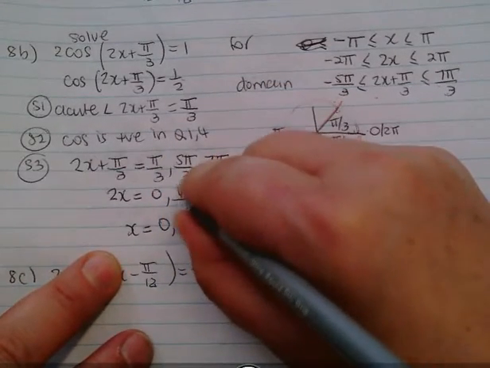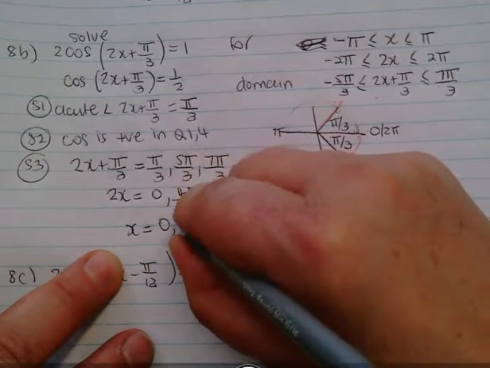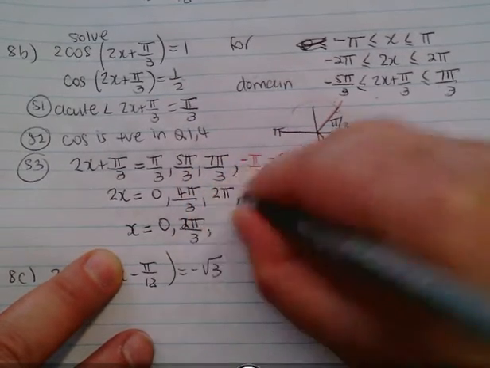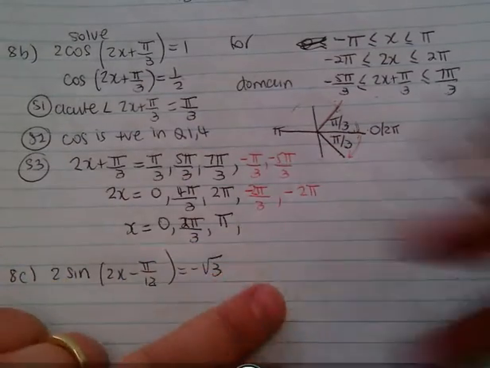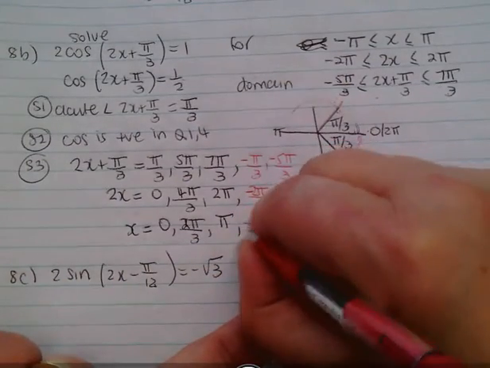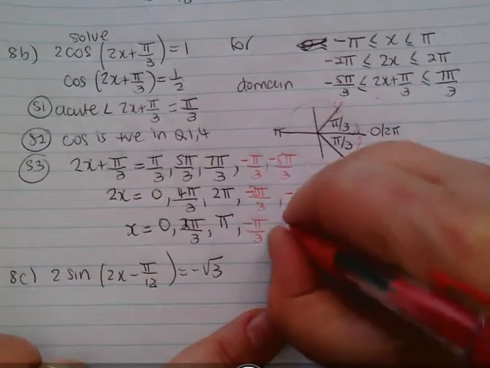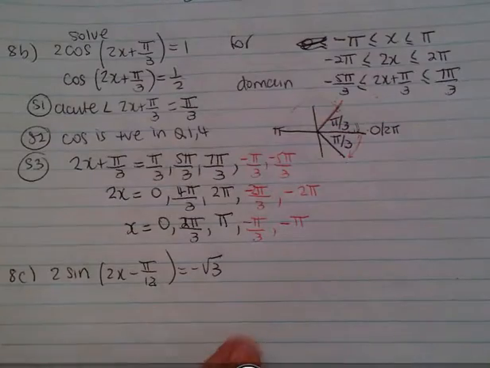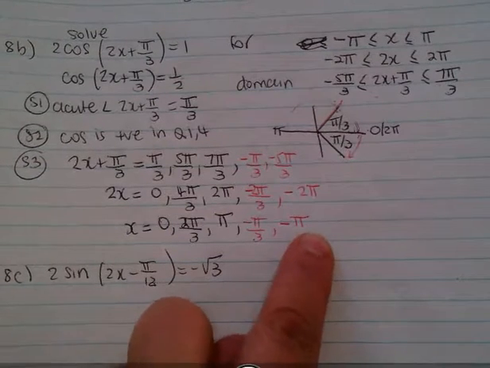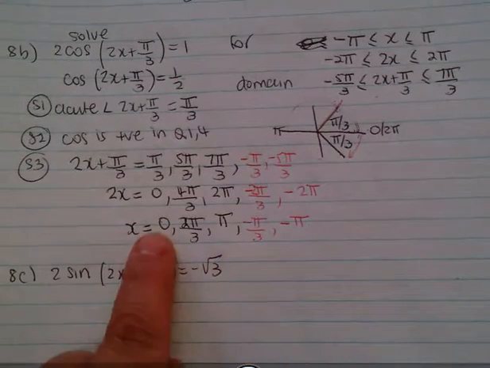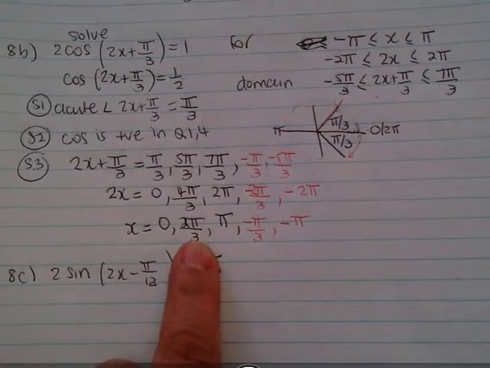Dividing this by 2, I get 4 pi on 6, or 2 pi on 3. Dividing this by 2, I get pi. Dividing this by 2, I get negative pi on 3. And dividing this by 2, I get negative pi. And so therefore, my solutions are negative pi on 3, 0, 2 pi on 3, and pi.